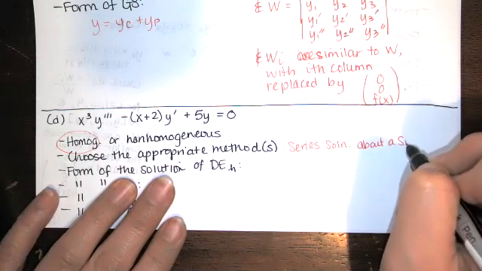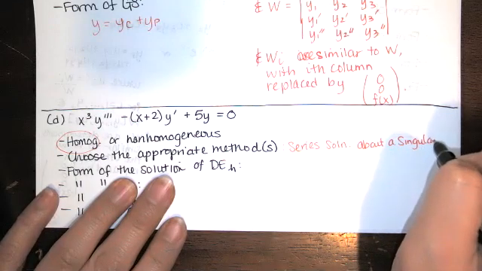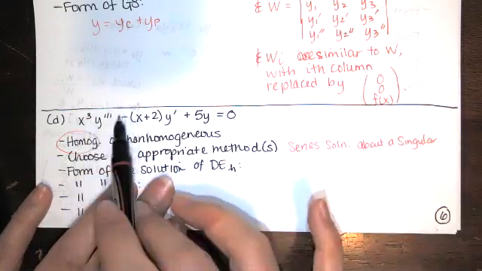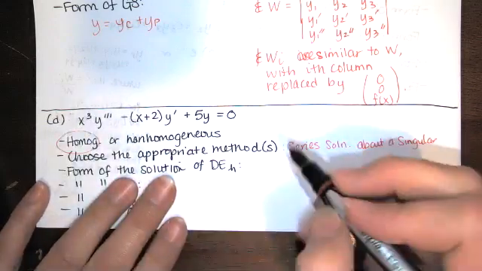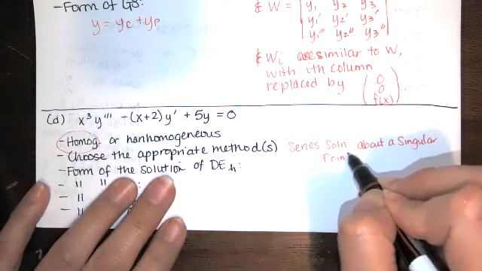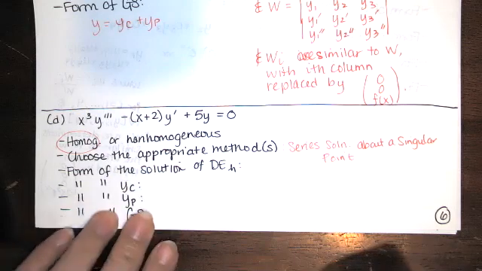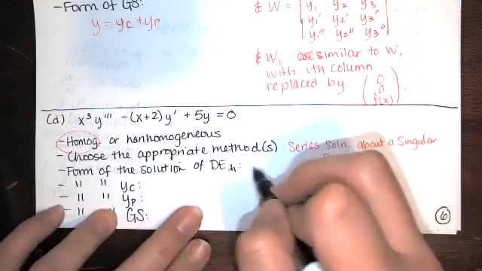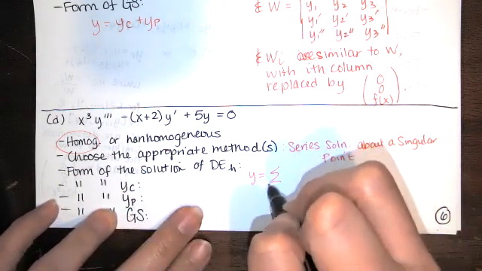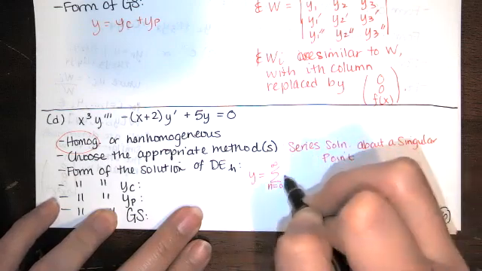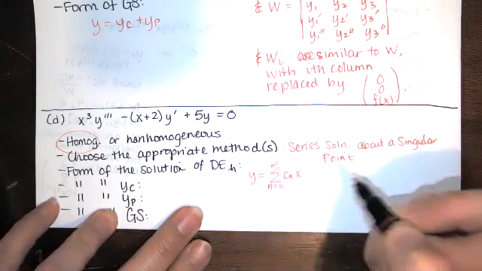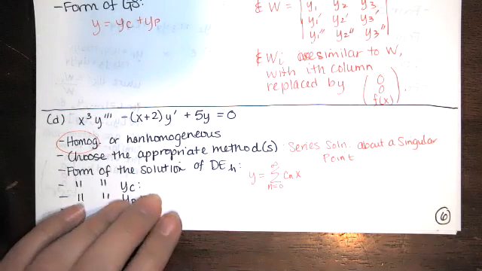We didn't get into that detail in this class, but when x equals 0, this guy is gone. So this is called a singular point of the differential equation. That means the form of the solution is y equals the sum as n goes from 0 to infinity of c sub n times x to some power.